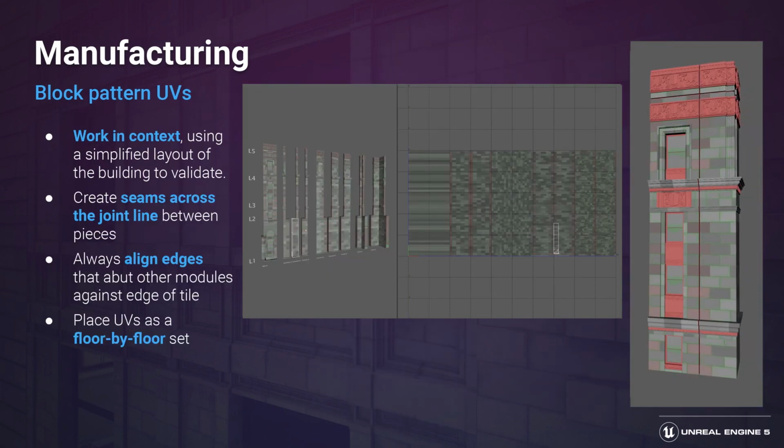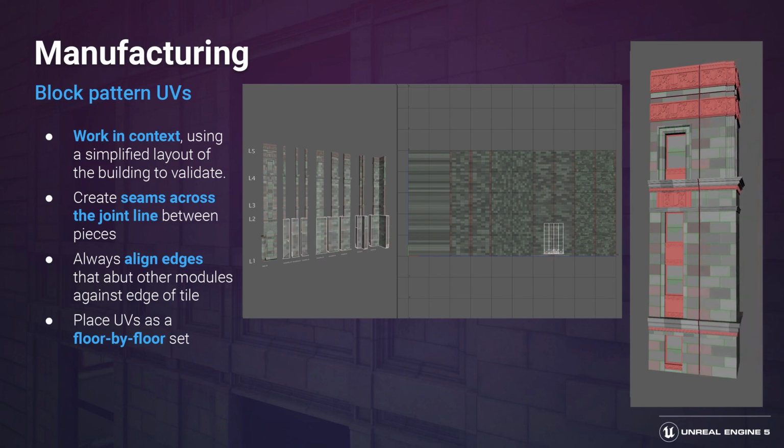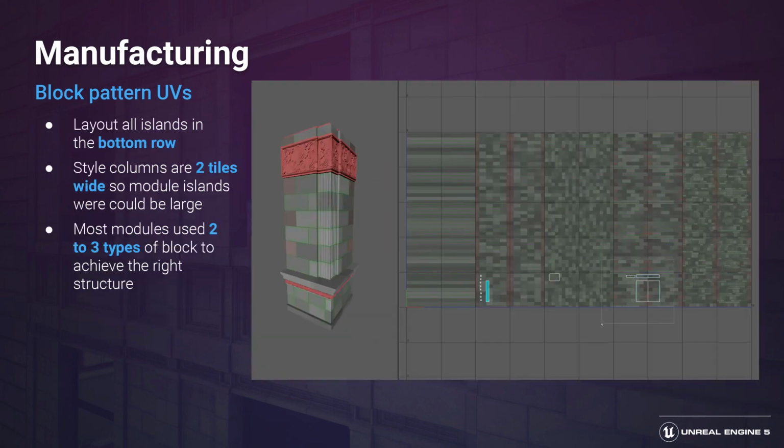What we do here is a trim sheet approach where we carefully unwrap our modules and lay out the UV islands on our giant UDIM block pattern with the goal of producing modules with fabrication details that can seamlessly tile with multiple different neighbors. We lay out all islands in the bottom row. They will be procedurally offset into the other variation rows in the material.